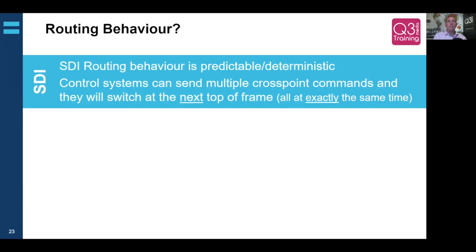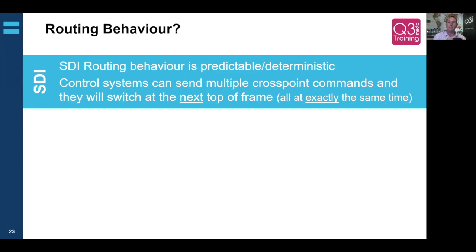So SDI routers have been around forever. They are very predictable. You know exactly what they're going to do. If a control system has a serial or an IP interface to it, sends some cross-point commands, it knows on the next top of frame, because it's got a reference signal plugged into it, all of those cross points that were requested will switch, if it's a good router.